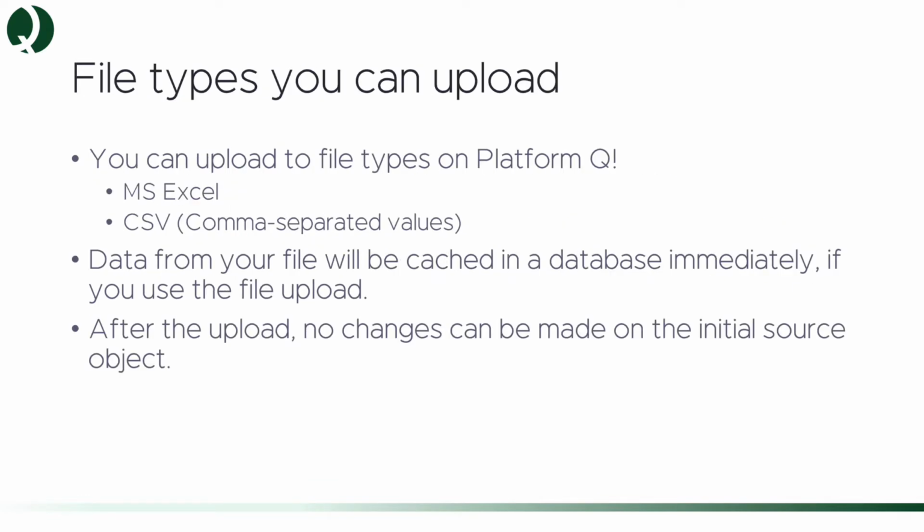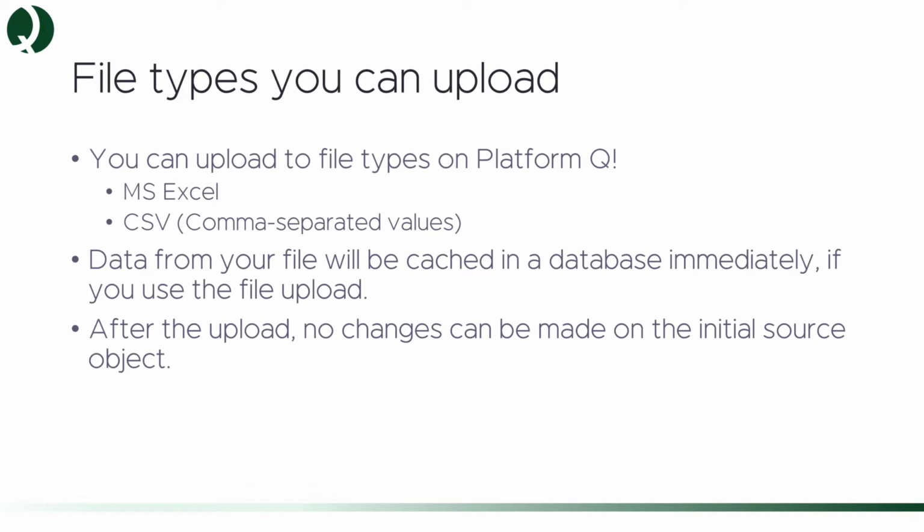You can either upload CSV or Excel files with the file upload on Platform Q. For each file type, you have different settings available. Please consider reading the embedded Platform Q documentation if you want to upload a file. This learning video focuses on the upload of Excel files.